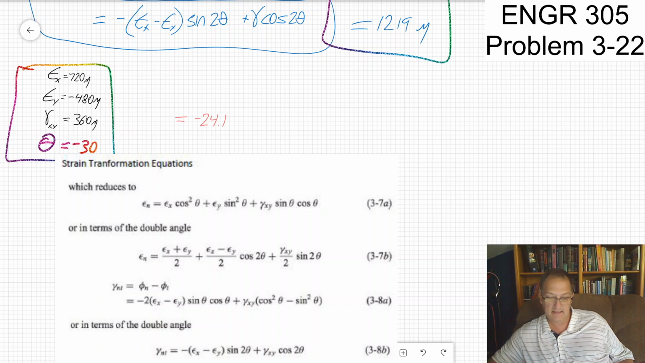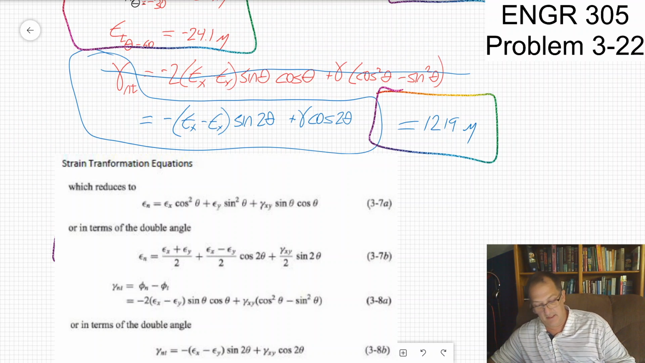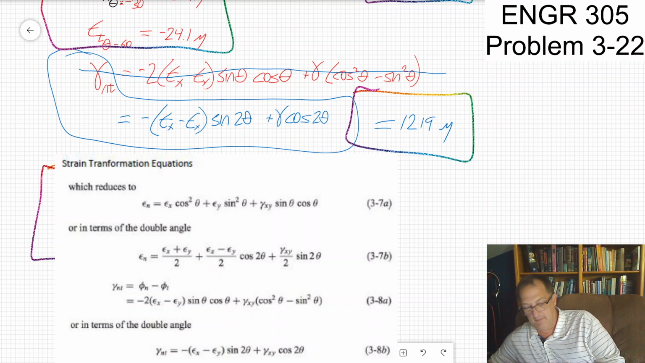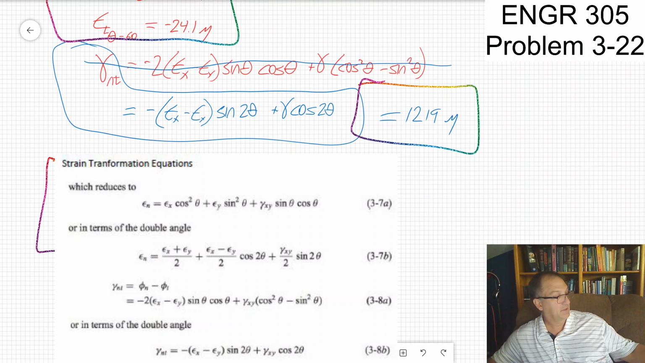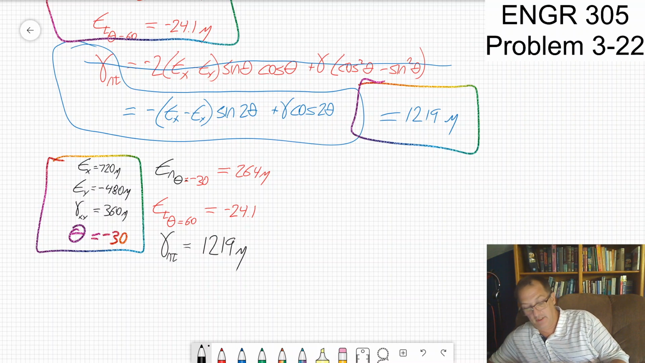That, and then lastly, the last piece I need to know was my shear. Need a pen. My shear NT is equal to 1219 micro. Now, what I want to do is look at, I got to get these equations out of the way. Sorry. Should have done that before.